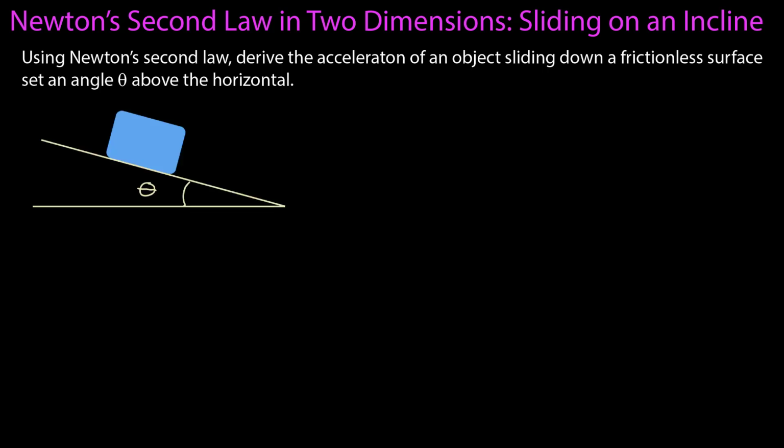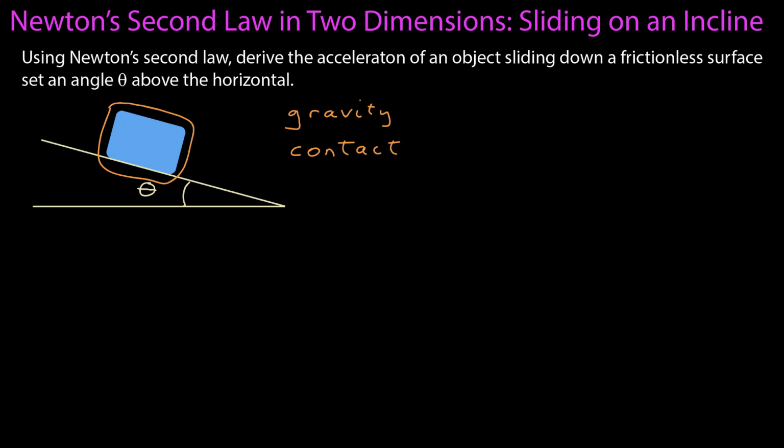Here's our object sliding down a frictionless surface set at an angle theta. If we want to apply Newton's second law, the first thing we have to do is identify an object and all the forces on that object. Well, our object is obvious enough. We want the block. And what are the forces on this object?